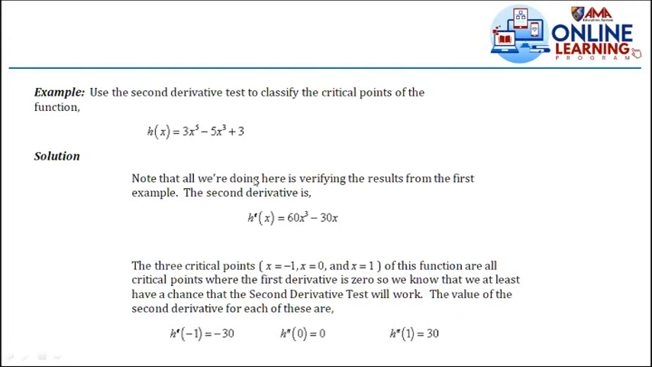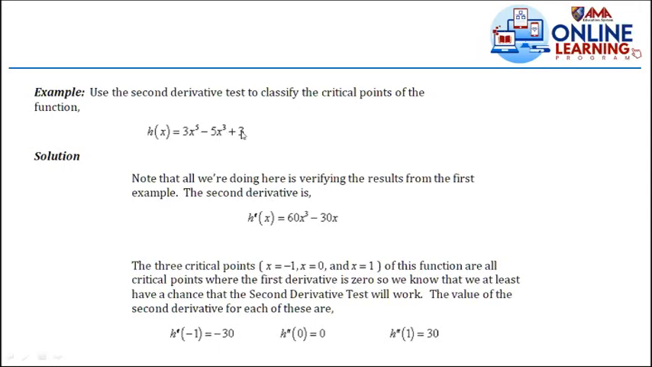Note that all we are doing here is verifying the results from the first example. So by this time, we now have the second derivative. How did we get it? How did we get 60x cubed minus 30x as our second derivative? So it goes like this. If h of x equals 3x to the fifth minus 5x cubed plus 3, and we get the first derivative using the power rule, 5 times 3 is 15x raised to 4. 15x to the 4th, and then minus 3 times 5 is 15x squared.